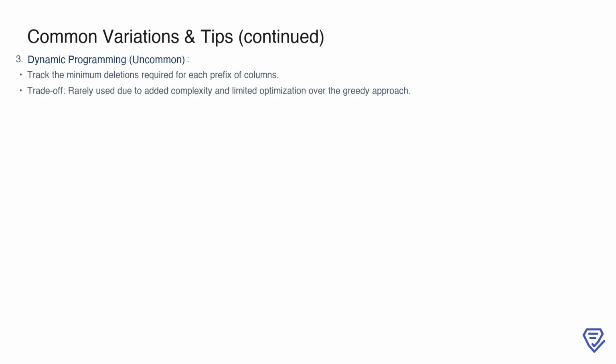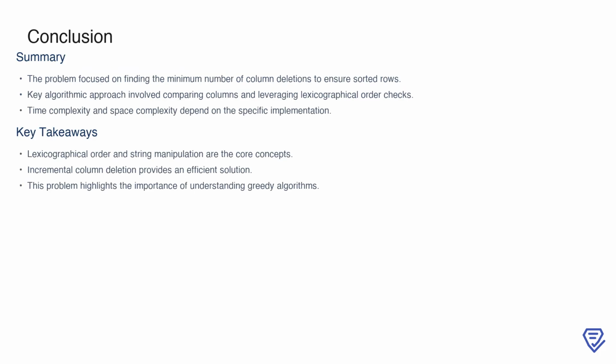However, understanding this approach can still be useful for expanding your toolkit and tackling related problems where dynamic programming might provide a unique advantage. Great work! In this video, we solved LeetCode problem number 955, breaking down the solution step by step. We reviewed key concepts like lexicographical order and greedy algorithms, highlighting their importance in tackling similar problems.